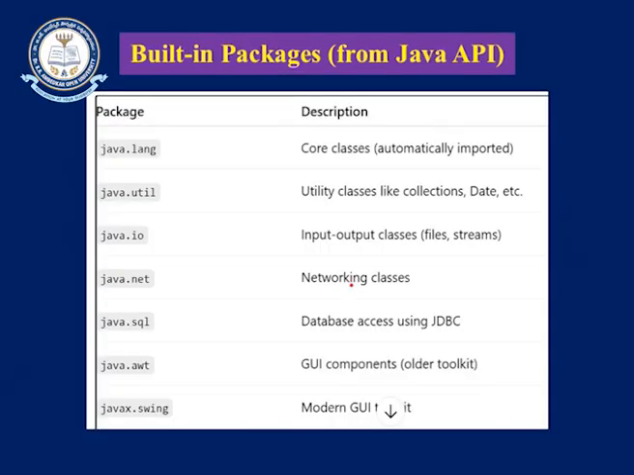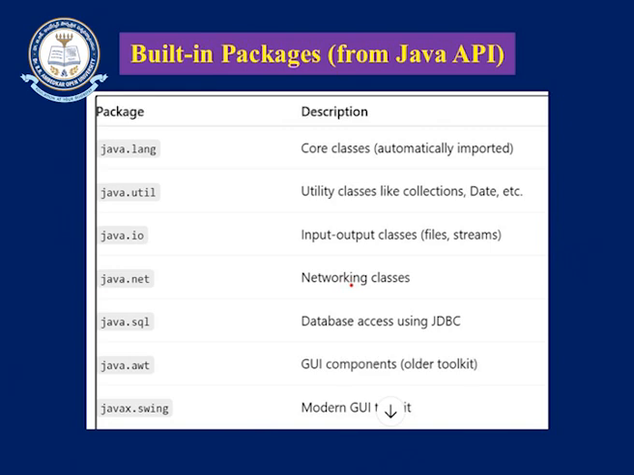These are some built-in packages: lang package, util package, IO package, net package, SQL, AWT and Swing. The lang package is the default package, so there is no need to import it, it is automatically imported into your class. Using the import keyword you can import packages into your class. The util package has utility classes like collections and date, which you can import into your class.